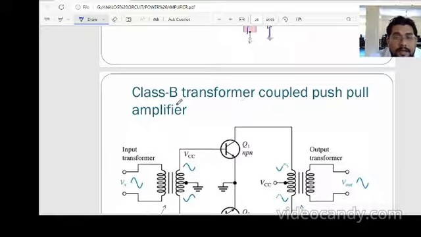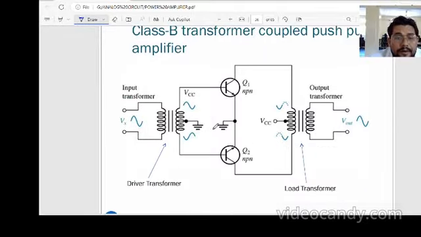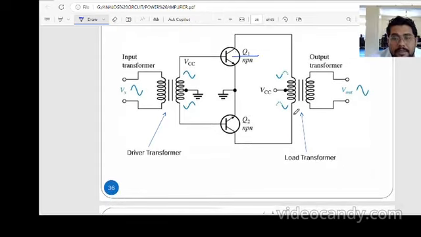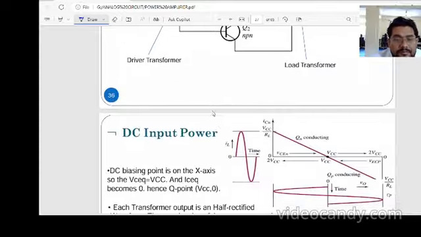This is the class B transformer coupled push-pull amplifier. This is the input transformer here. This is the transistor, this is the NPN, and this is the PNP. If the input is supplied for the positive half cycle, this will work. In the negative half cycle, this will work. And this is the load transformer. This is the driver input transformer.